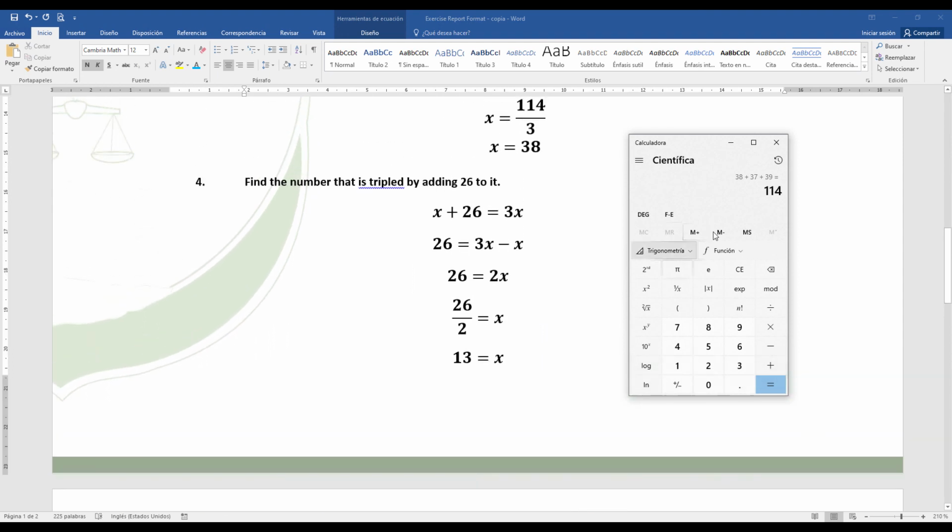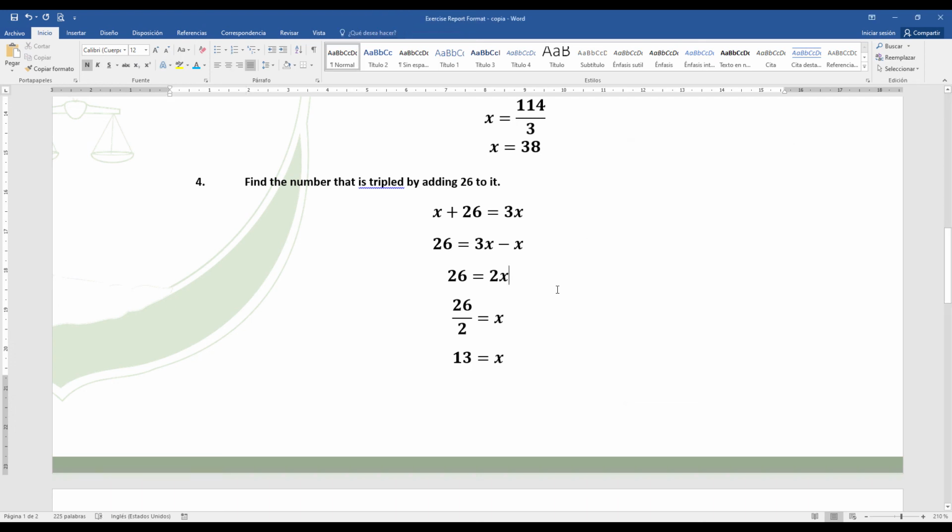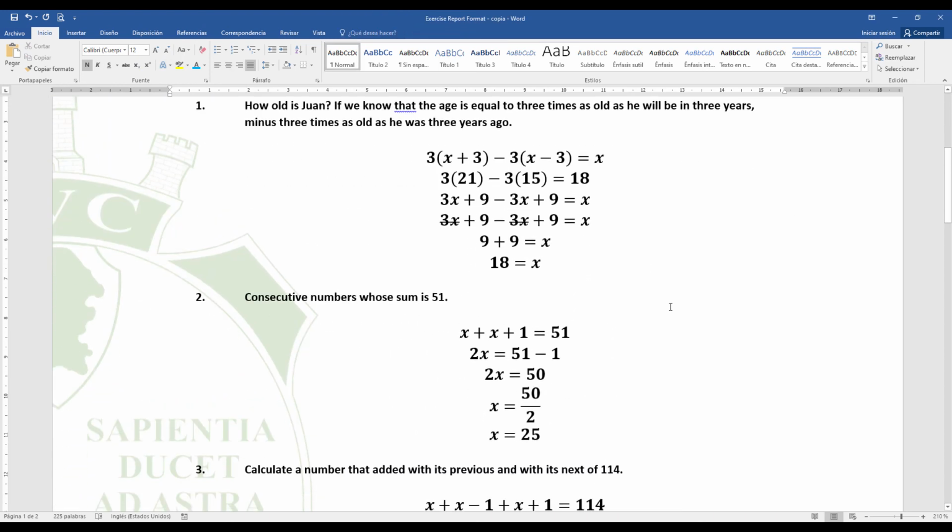And the last one: if you add 26 to 13, you get 39. If you multiply 3 times 13, it is 39 too. So this is the correct value here.